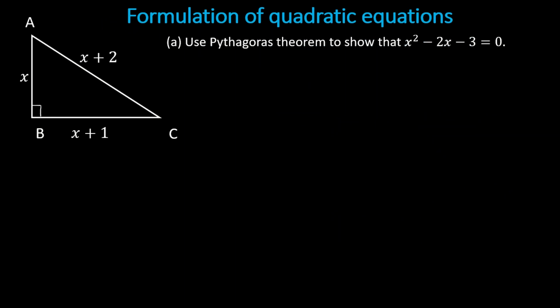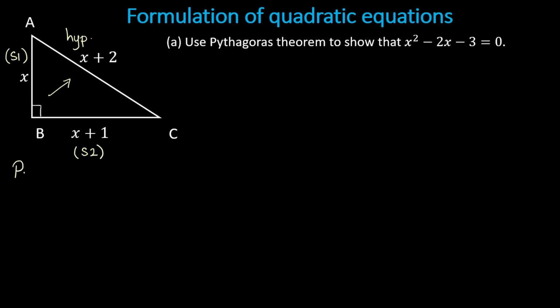So we need to apply the Pythagoras theorem, right? And how do we apply the Pythagoras theorem? We have to label the sides of the triangle first. Opposite to the 90-degree angle, we have the longest side, which is AC, and we call it the hypotenuse, right? And the other side, one of them, I will call it side 1, and side BC, I will call it side 2. So this is the starting point.